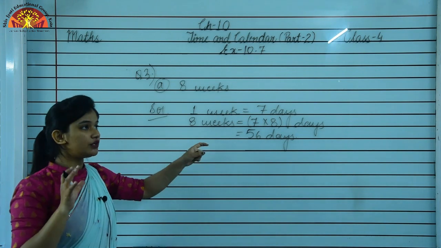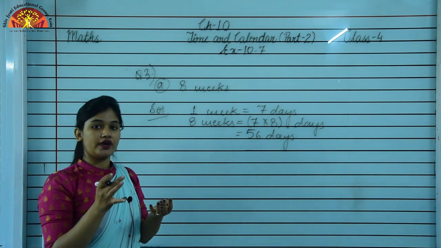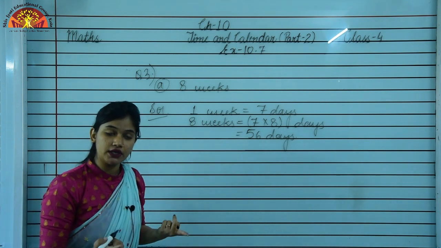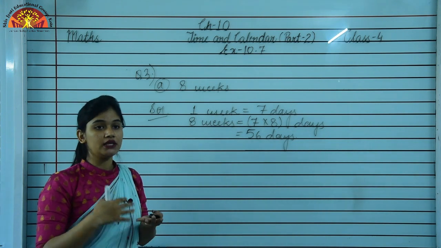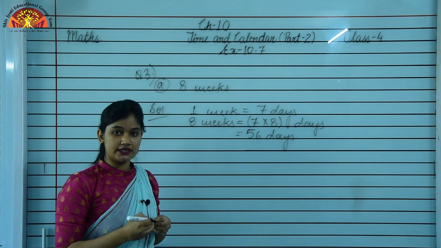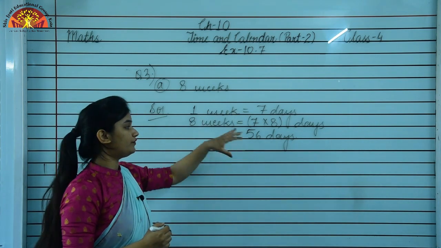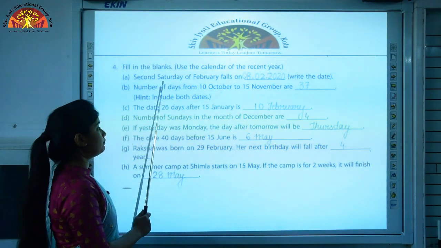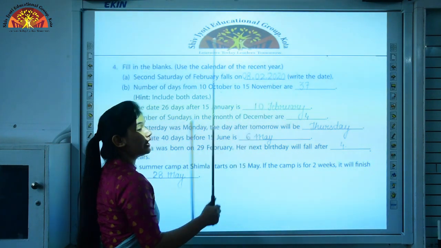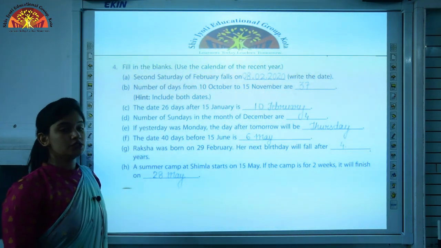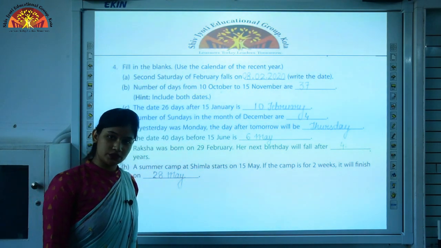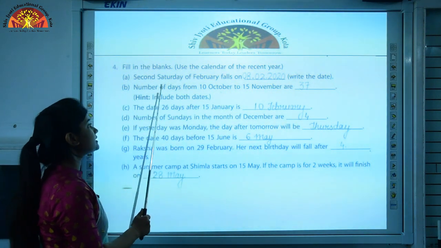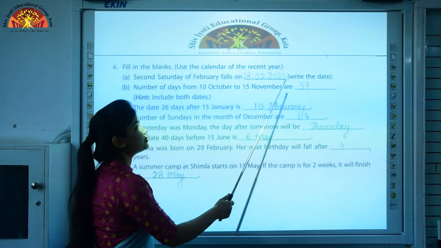Is it clear students? Whenever you are finding number of hours, number of months, number of days, always you have to see how many days are there in 1 week, how many months are there in 1 year and how many hours are there in 1 day. Is it clear students? And then you will do multiplication and you will find the given answer. So question number 4 is fill in the blanks, use the calendar of the recent year, and the recent year is 2020. So we have to use the calendar of 2020 and we have to give the answer of these questions. So A part is second Saturday of February falls on dash, write the date.